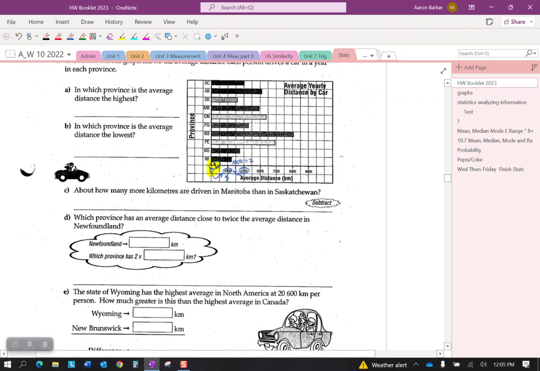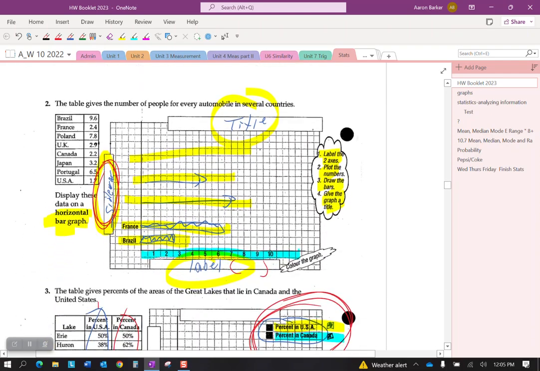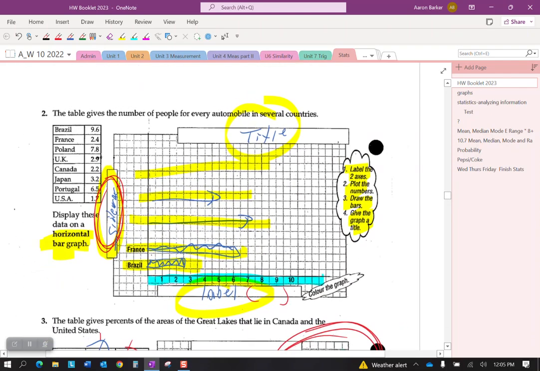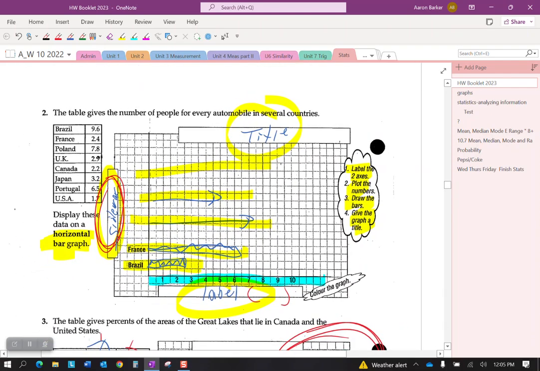Good. So 10.3, you're answering the bar graphs. Here you're doing the bar graph. So again, this one's horizontal. You'll notice that there's a space for the title, a space for labeling the vertical axis, and a space for the horizontal axis. Notice also you have brackets. You should be using these brackets to put in your units.